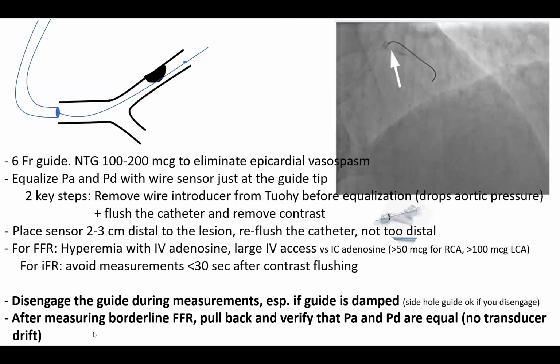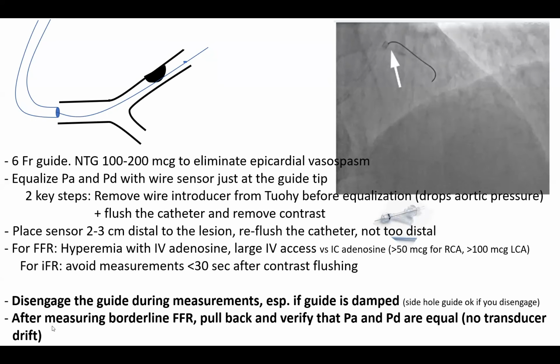And, when you do the IC adenosine, keep in mind that it's very short acting. So you have to give it and flush it very quickly in saline and make your measurement within 10 seconds. Another important tip is that you need to disengage the guide during measurement, especially if the guide pressure is damped or ventricularized. And I will elaborate on that very, very important point. You can use a side hole guide as long as you disengage your guide during measurement.